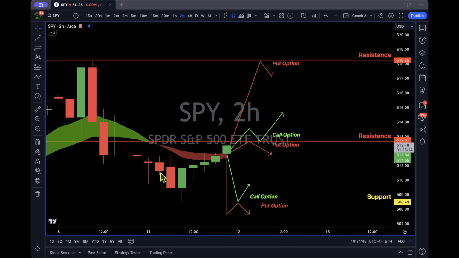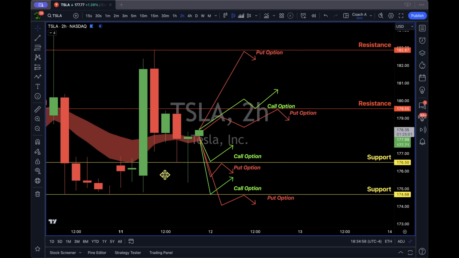All right, let's look at Tesla. Tesla is what I am playing this week, guys, only for one reason, because I am looking for a big bullish move from Tesla, which I know is going to come pretty soon. But these are the key levels for Tesla, guys.